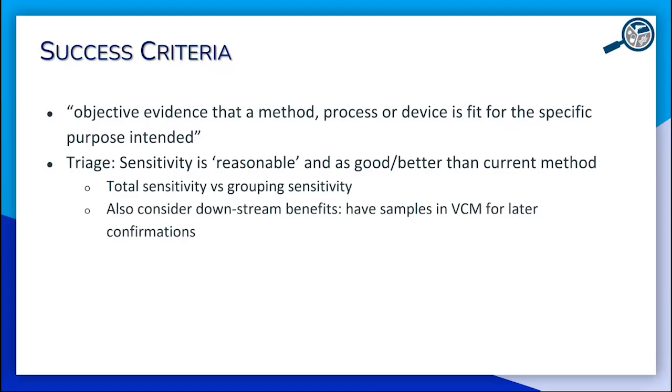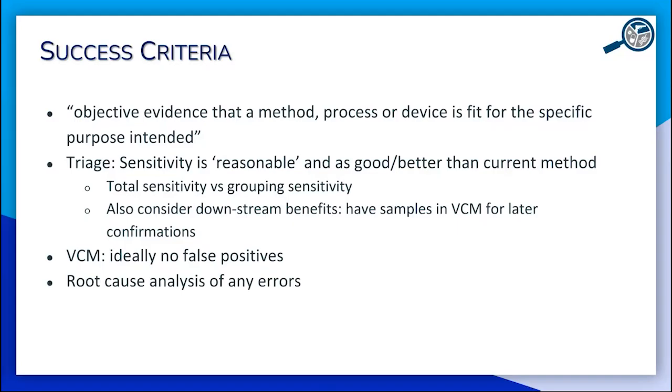Also, you may consider the downstream effects of, for example, having samples ready in VCM for later confirmations. Maybe that's a benefit that can say that, okay, it may not be quite as fast or is equally as fast as my current methodology, but this benefit helps our methodology in the long run. For VCM, ideally you'd have no false positives. Obviously, you do root cause analysis of any errors. Maybe there's a sample swap, some sort of measurement error. So something to look into if you do have errors.